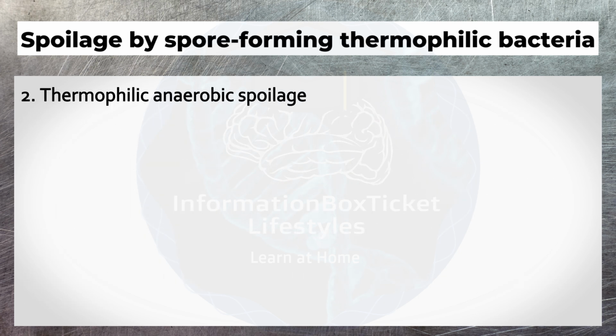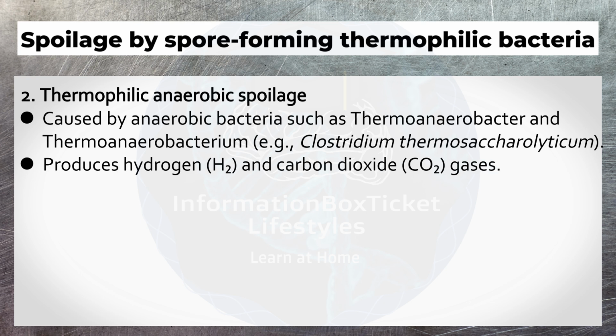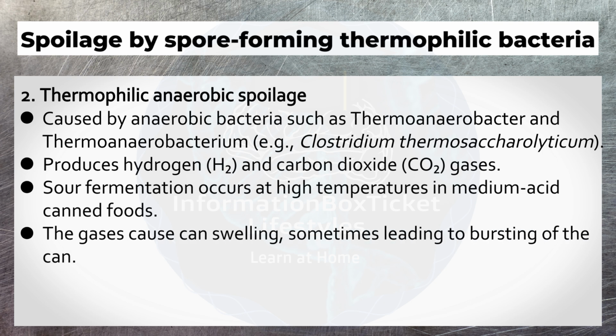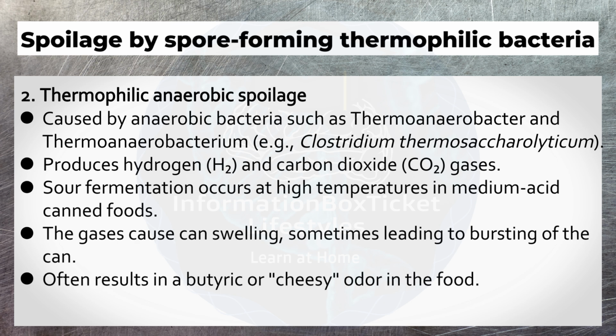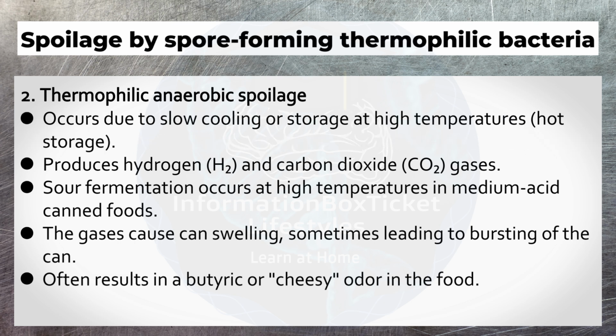Second, thermophilic anaerobic spoilage, caused by anaerobic bacteria such as Thermoanaerobacter and Thermoanaerobacterium, e.g., Clostridium thermosaccharolyticum, produces hydrogen and carbon dioxide gases. Sour fermentation occurs at high temperatures in medium-acid canned foods. The gases cause can swelling, sometimes leading to bursting of the can, often results in a butyric or cheesy odor in the food. Occurs due to slow cooling or storage at high temperatures, hot storage.